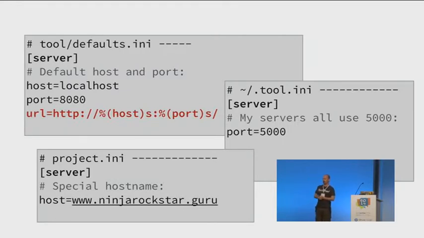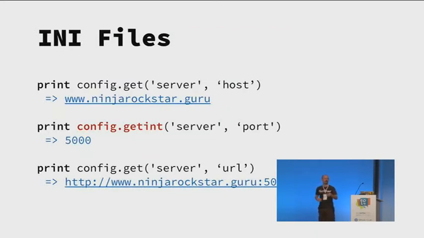And then we load in the project configuration. For this project, we're pushing everything to www.ninjarockstar.guru. Love those new domain names. And so now we've got that host, we've got port 5000. But we still have this URL value that's generated with placeholders, so it's built up from host and port. So if we print these out, we've got the host that I said, the port that I said. You'll notice that also we can call getInt, so it does some basic casting for us, some parsing if we want it. It's not a huge benefit, but it's kind of nice.